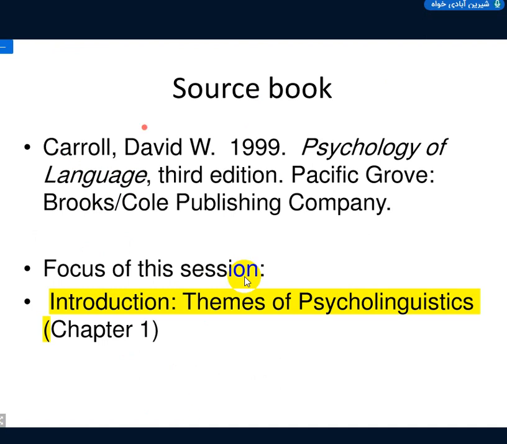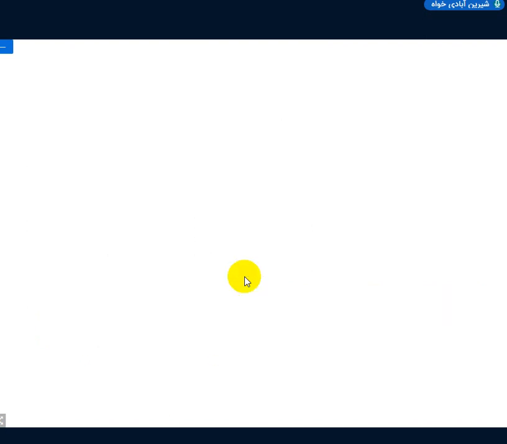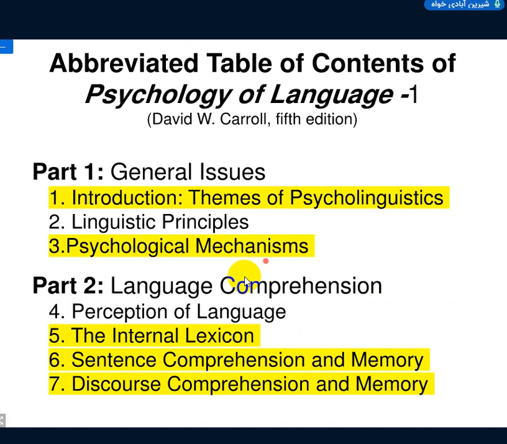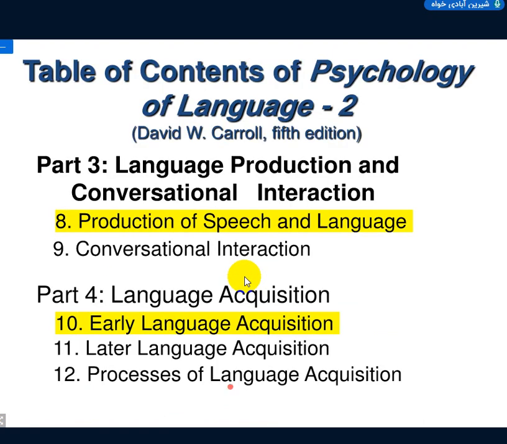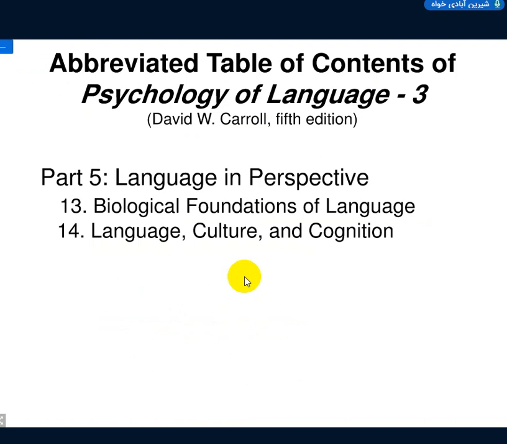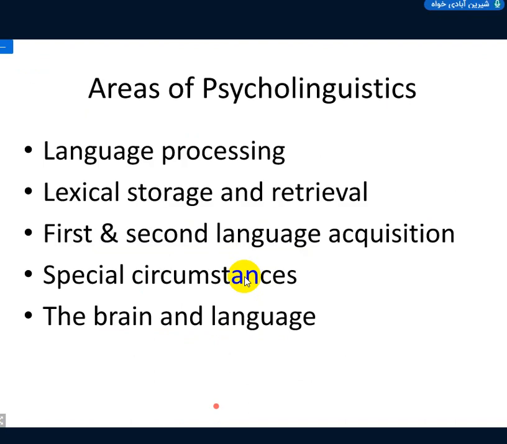As I mentioned, the source book is by David Carroll. The first chapter is on themes of psycholinguistics and psychological mechanisms: internal lexicon, sentence comprehension, but we are not going to cover discourse comprehension. I covered it in the previous semester. I'm omitting this section. And the next ones, production of speech and language and early language acquisition, we will not cover those sections.